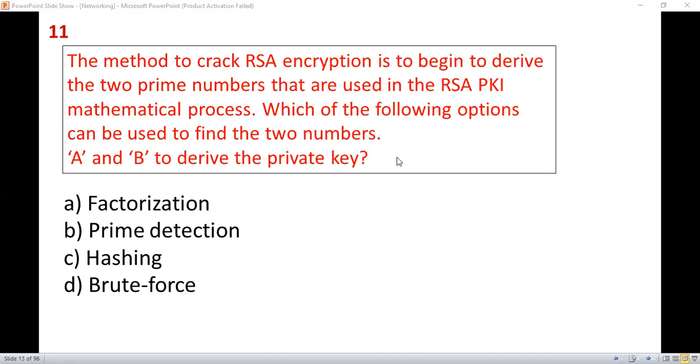I'm getting so many answers. You are responding with a right answer. Your answer is absolutely right. See, RSA encryption is a type of public key cryptography widely used for data encryption of email and other digital transactions over the internet. So for RSA, we can say the factorization method can be used for this A and B to derive the private key. For this question, the answer will be factorization.